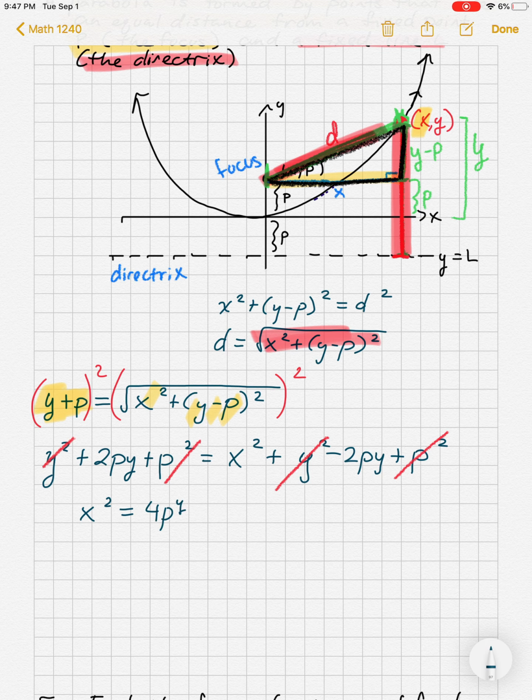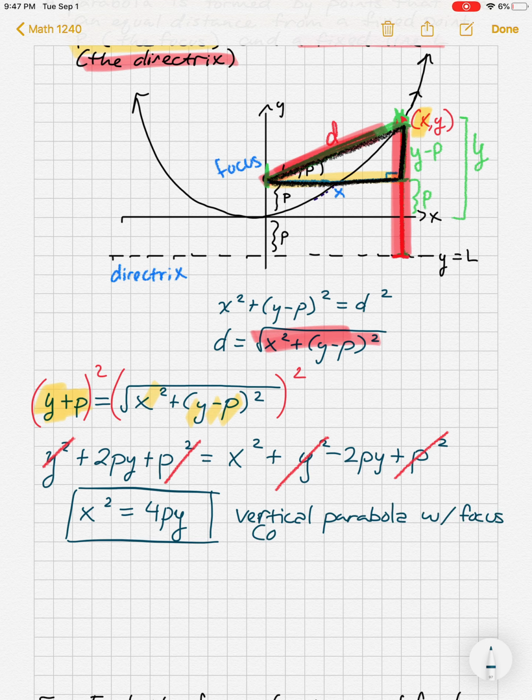What am I doing? Okay, so there's the equation for a vertical parabola with focus at 0, p. So the equation's easy. Getting it is a little more interesting. So that's a vertical parabola. So it's the one like this, right?